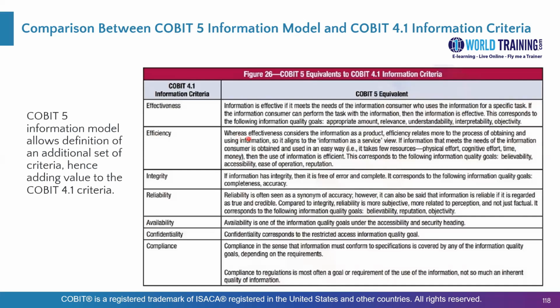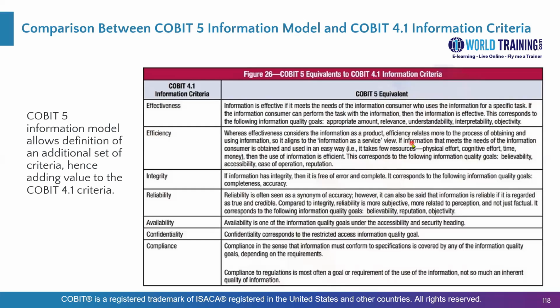Now, in COBIT 5, efficiency, let's see what that is. It relates more to the process of obtaining and using information. So it aligns with the information as a service view. Whereas effectiveness considers information as a product, whether it meets the needs of the consumer who is using it for some tasks.